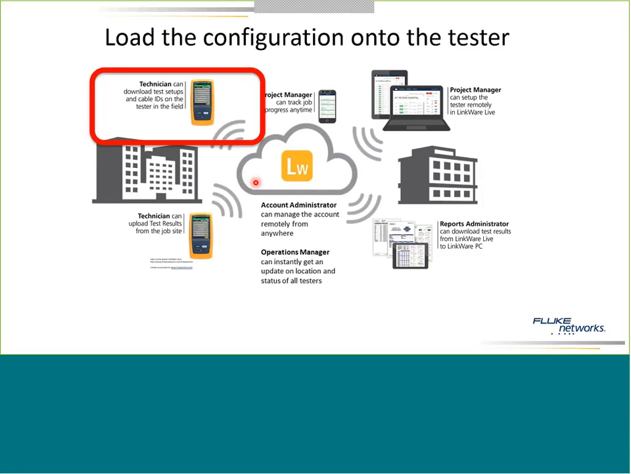This is nice because a person can switch job sites in one day. In the morning, they're working at a data center. In the afternoon, oh, the bank called and they really want you to go over there. Well, before you go over to the bank, download the configuration and you know what test limits you're going to be looking for at the bank. So the technicians download the test configuration, the cable IDs, and they go and run the tests.